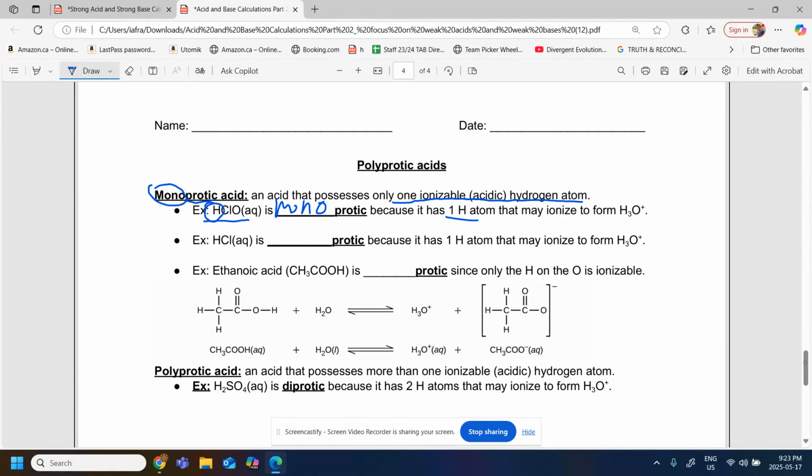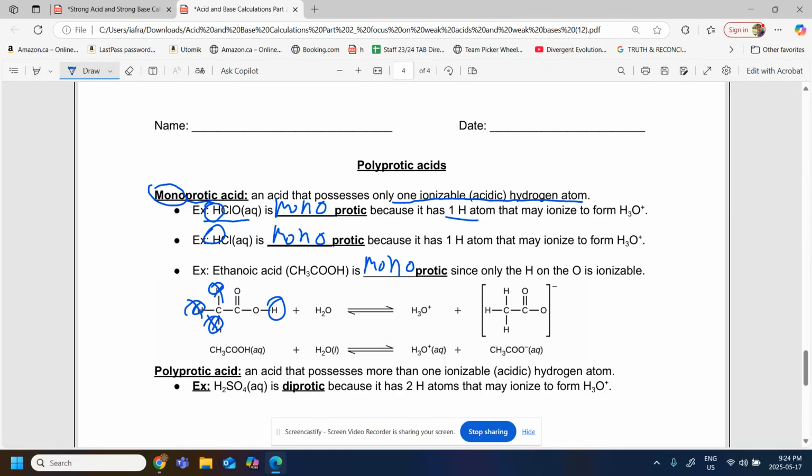HCl is a monoprotic acid because it only has one H to donate as well. Even ethanoic acid is considered monoprotic. This is a really important one to highlight because you'll notice that there are many H's here, but they're not all acidic H's. They won't all be donated. Only this one will be.